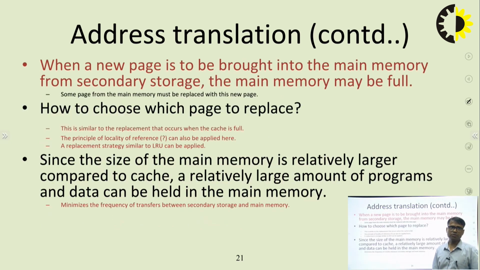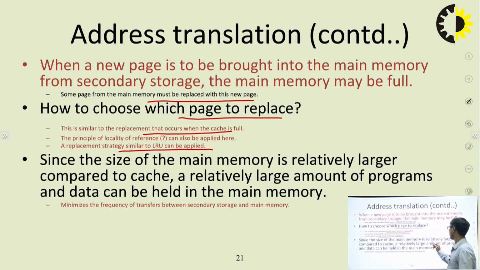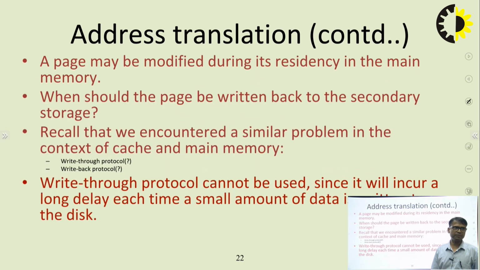When a new page is to be brought into the main memory from the storage, the main memory will be full. Some pages of the main memory must be replaced by the new page, as we do in the cache. So how do we choose which page to be replaced? We can use a similar strategy to the one we use in the cache. The principle of locality of reference can be applied here, and a replacement strategy similar to LRU can be used. Since the size of the main memory is relatively larger compared to the cache, a relatively large amount of programs and data can be held in the main memory. This minimizes the frequency of transfer between secondary storage and the main memory.